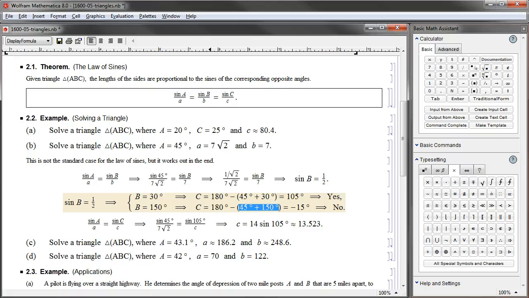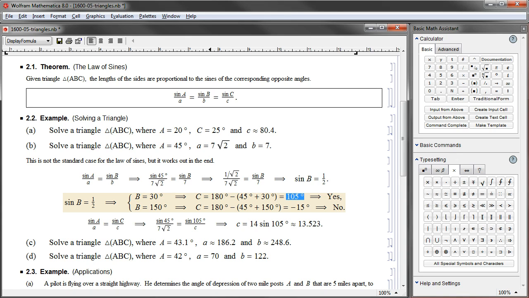Subtract the sum of two angles from 180 degrees. What do you get? Negative 15 degrees? That doesn't make sense. We are talking about geometry, so everything has to be positive. So in this case, we don't have a triangle. Consequently, B has to be 30 degrees, in which case C has to be 105 degrees.